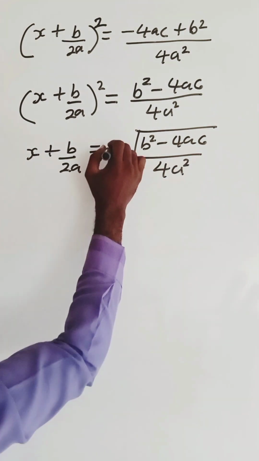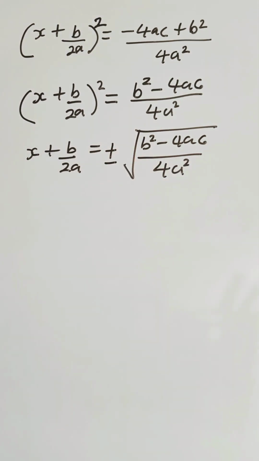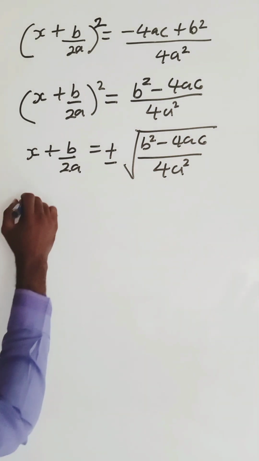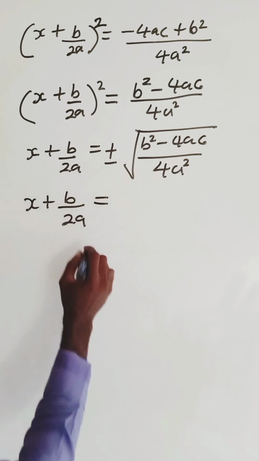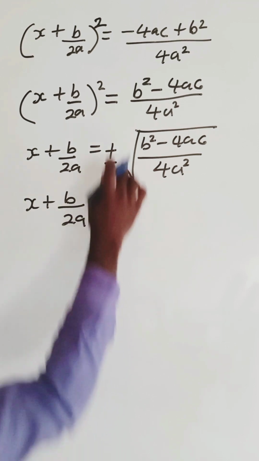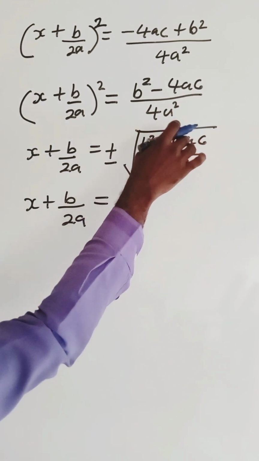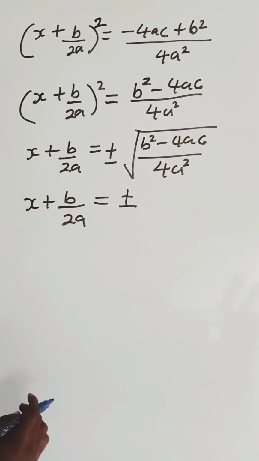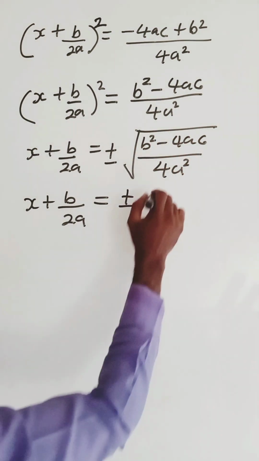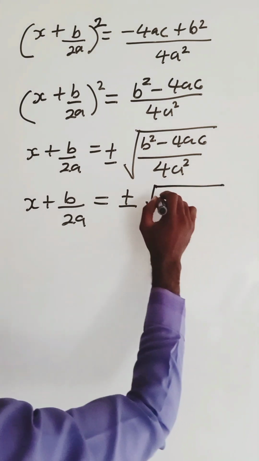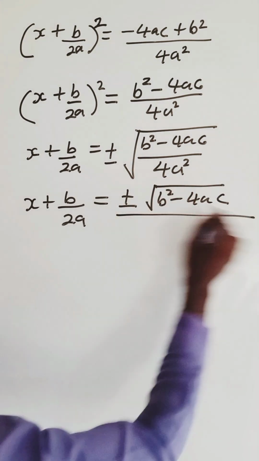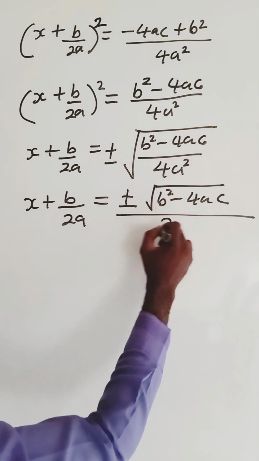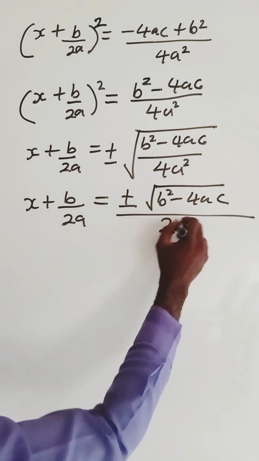Automatically, we introduce the what? The positive and the negative sign. Now, we write this: x plus b all over 2a will now be equal to plus and minus. If you look at the numerator, we cannot what? Look for the root of this expression, so we maintain the root of b squared minus 4ac all over the square root of 4, which is 2, and the square root of a squared is what? A.